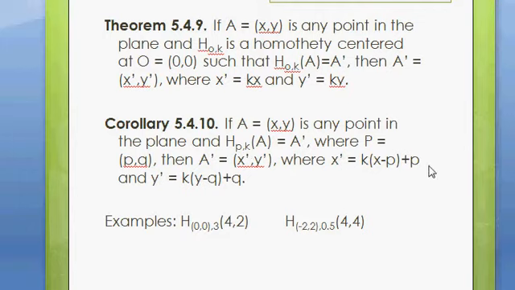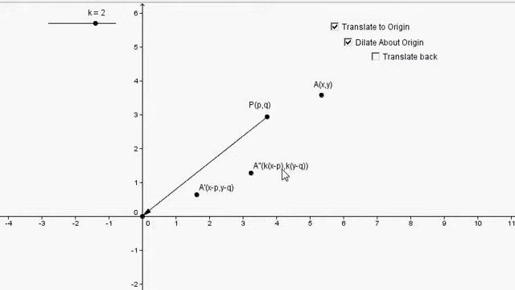A, we're going to subtract off P and Q from that to go to A prime, which is x minus P, y minus Q. Then we're going to dilate by K about the origin, which we saw was easy. We just multiply the new x and y coordinates by K, so we get K times x minus P and K times y minus Q.